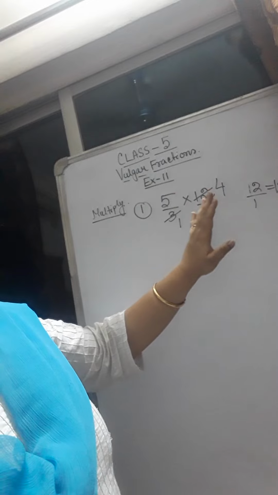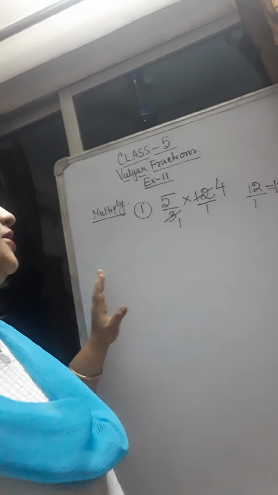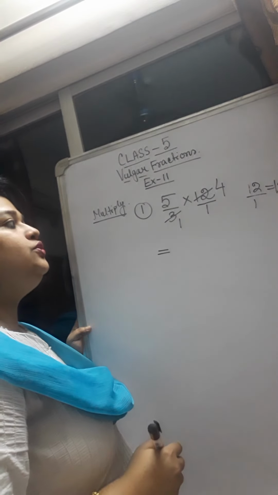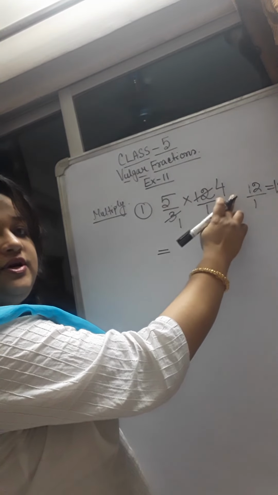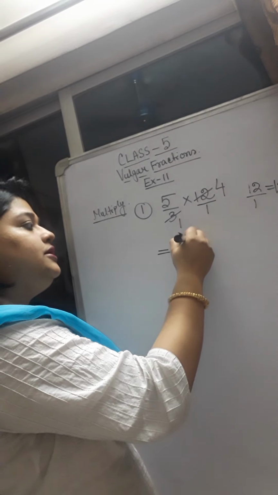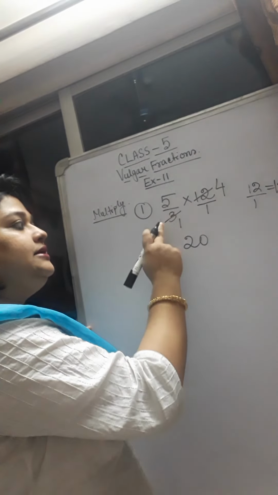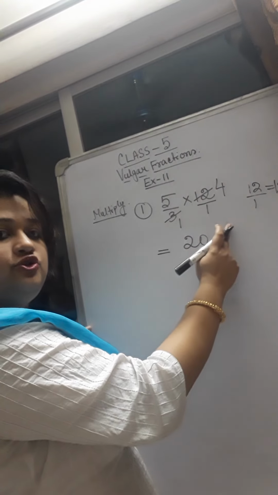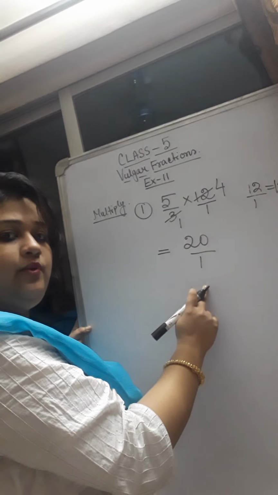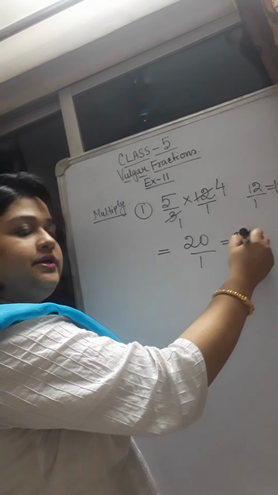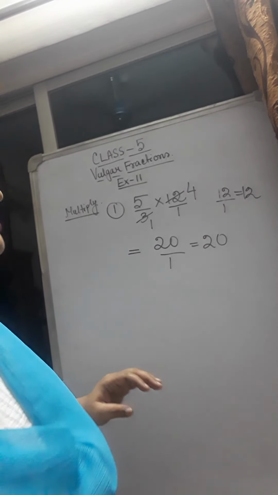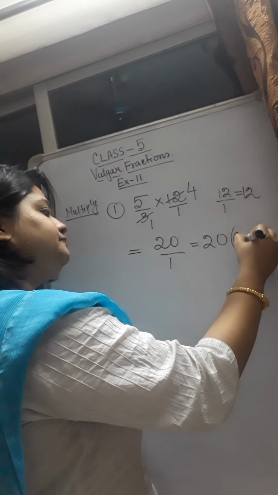So after cancelling, when nothing can be cancelled further, what you will do is multiply whatever is present in the numerator after cancellation. So 5 into 4 will give you 20. Down below, 1 into 1 will give you 1. And any number by 1 is the number itself, that is 20. So the answer is 20.